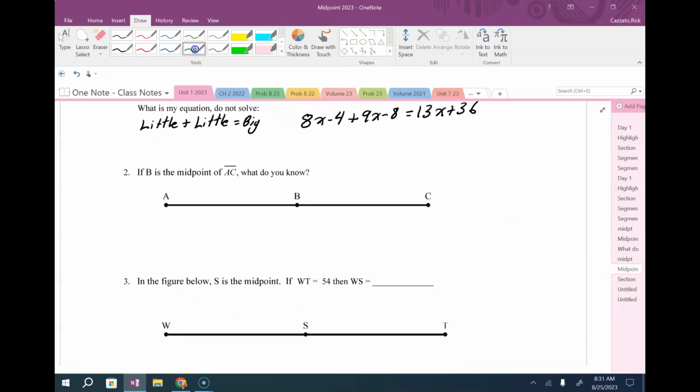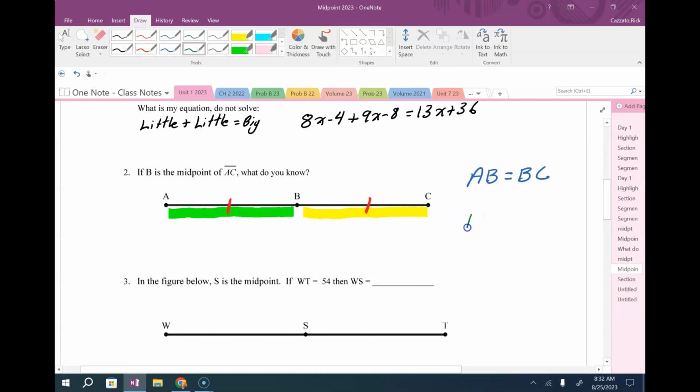And in class we talked about midpoint means the point is exactly in the middle. So what that means is if this green piece is 5, then the yellow piece is also 5. B is exactly in the middle. So notationally we say AB is equal to BC. And on the diagram I'm going to put this little tick mark. That tick mark in the diagram means the two pieces are equal.